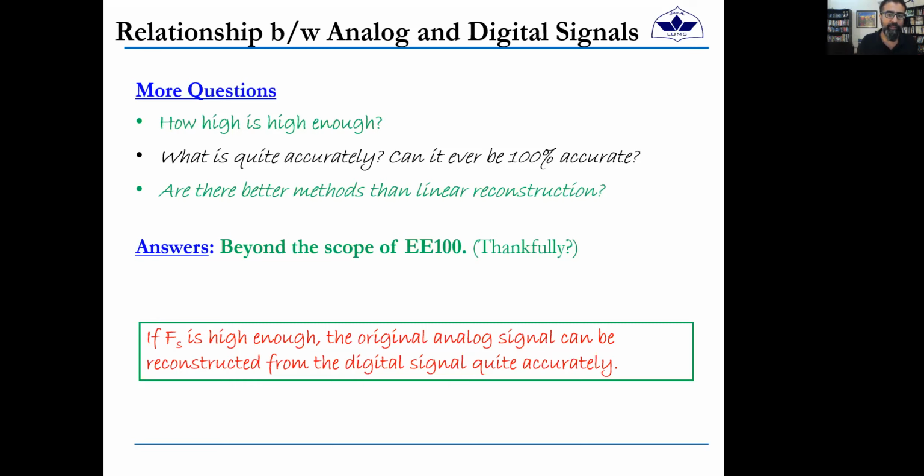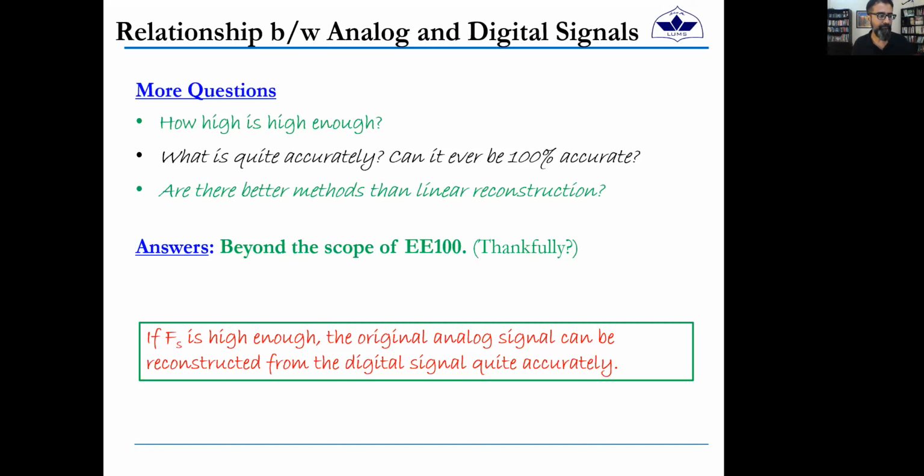Are there other methods of linear reconstruction? Yes, there are, but we're not going to go there. As far as W100 is concerned, this boxed answer that you see here is going to suffice for us: the original signal can be reconstructed quite accurately if we have a high enough sampling rate. And all of the examples that we're going to see in the subsequent labs throughout the semester will satisfy this high enough property.